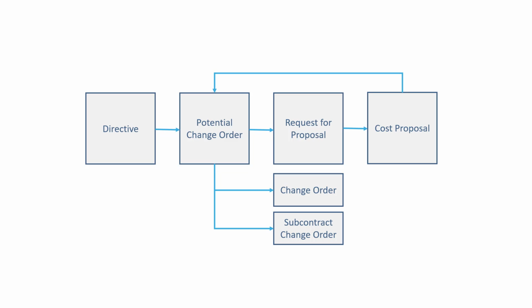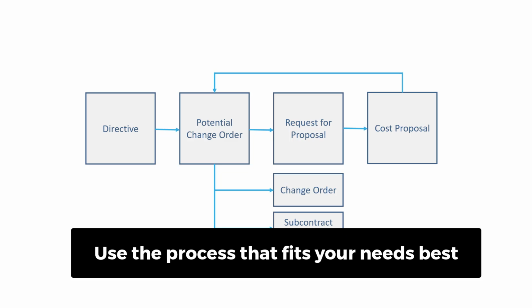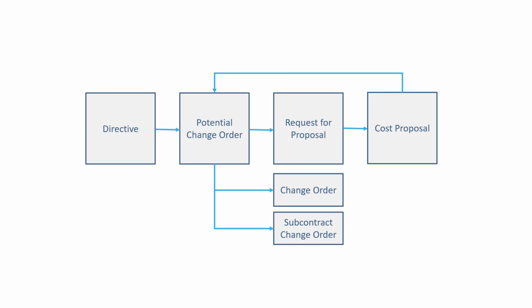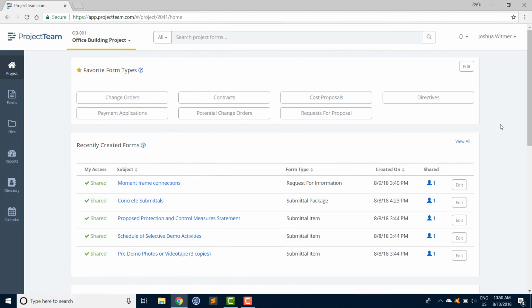This process involves many more form types, especially when compared to the first two examples, but it gives you maximum flexibility into the current state of any change. It also allows you to get more members of your project team as a whole involved in the process. For the purposes of this video, we'll walk through the third example just to show you how everything works in ProjectTeam.com. We'll start off in the directives log.